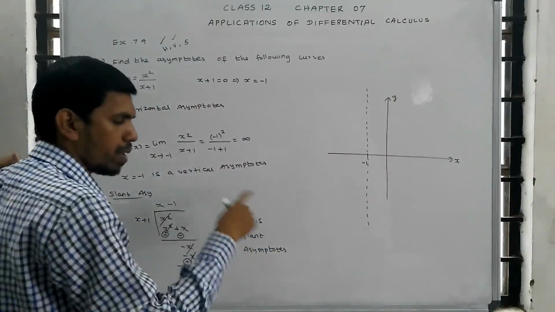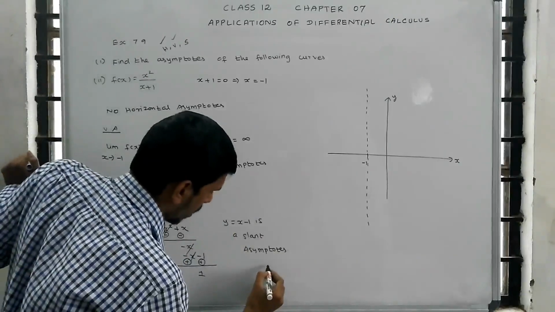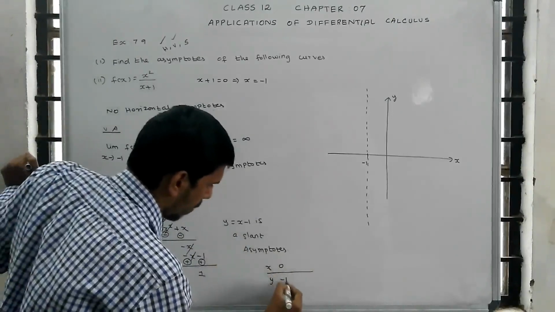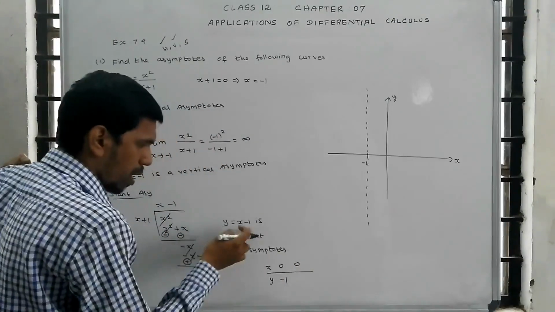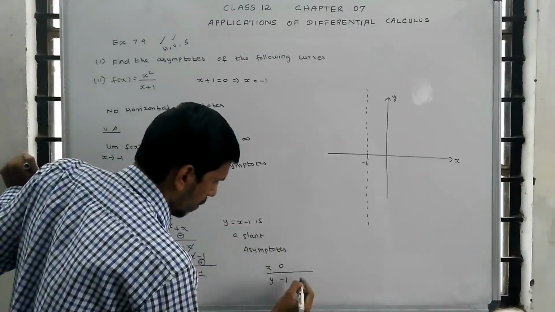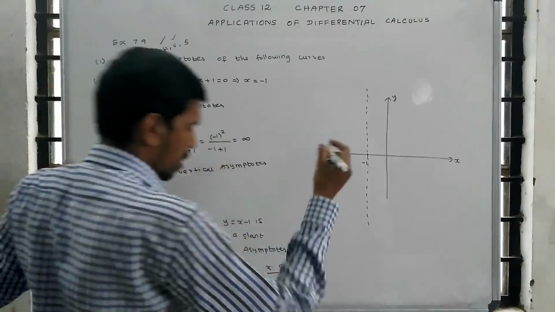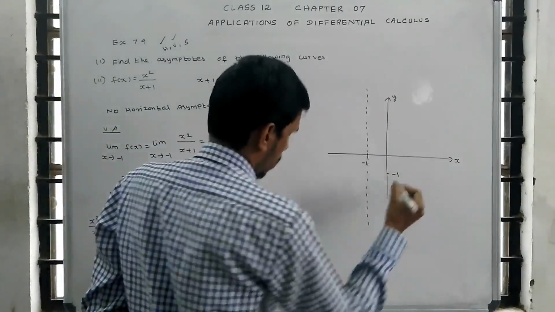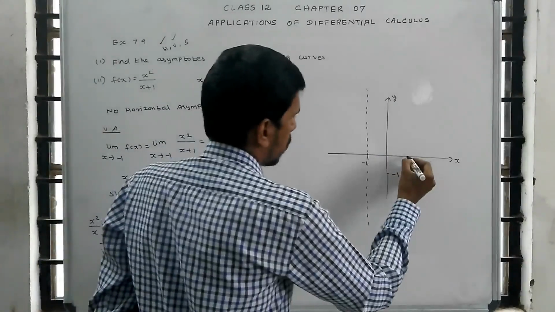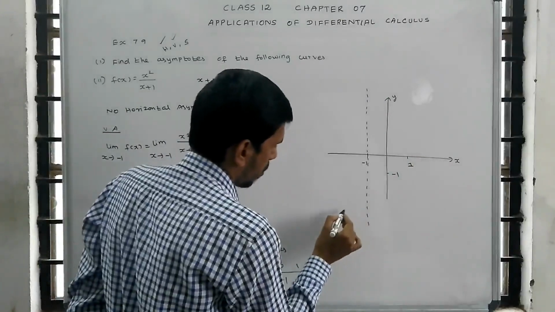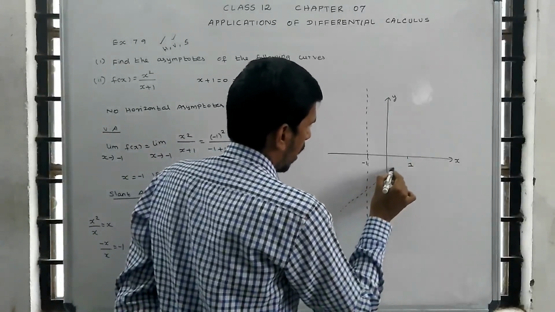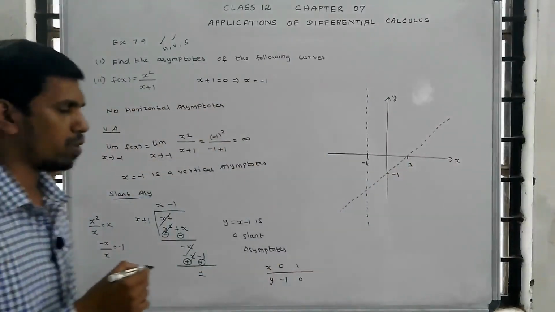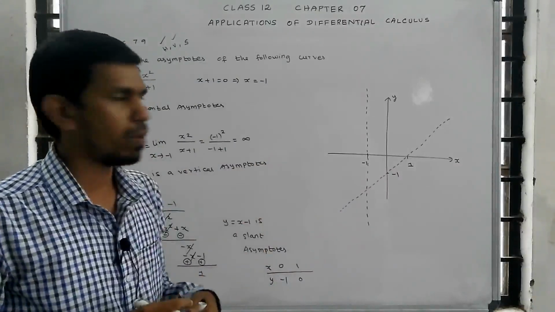Now the table corresponding to the slant line, with x values and y values. When x is 0, y is minus 1. When y is 0, x is plus 1. So y equals x minus 1, and this corresponds to the line on the graph.